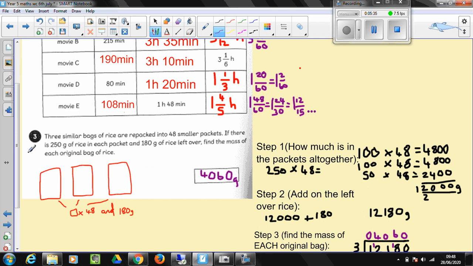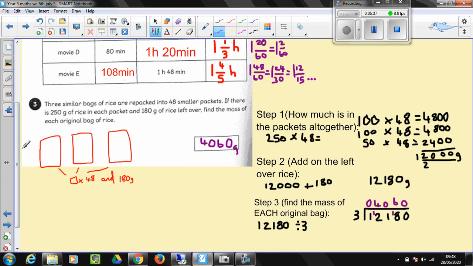And this is how I solved the bottom question. I started by drawing my 3 similar bags of rice and thinking about them being repackaged into smaller packets, and there were 48 of those, and that there was 180 grams left over. So first of all, how much was in all the packets together? Well, it's 250 grams and there were 48 packets. So I did 48 lots of 250.